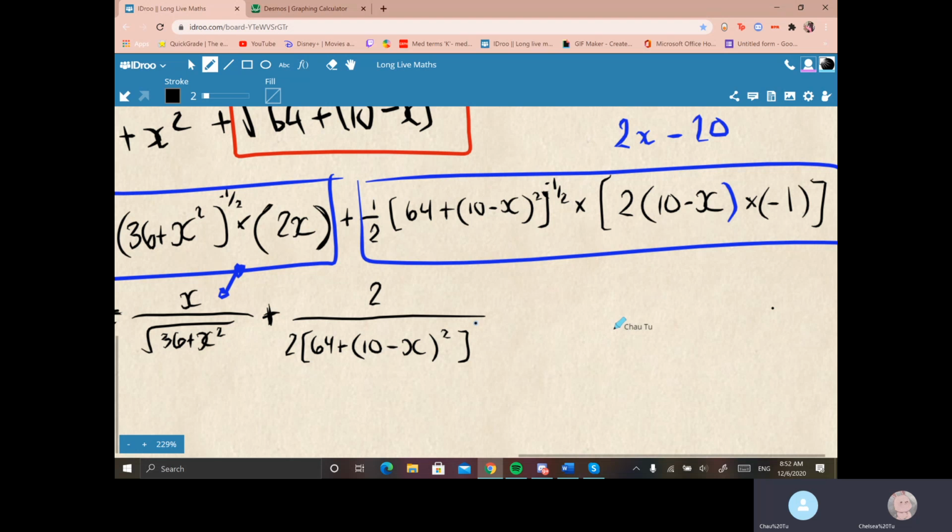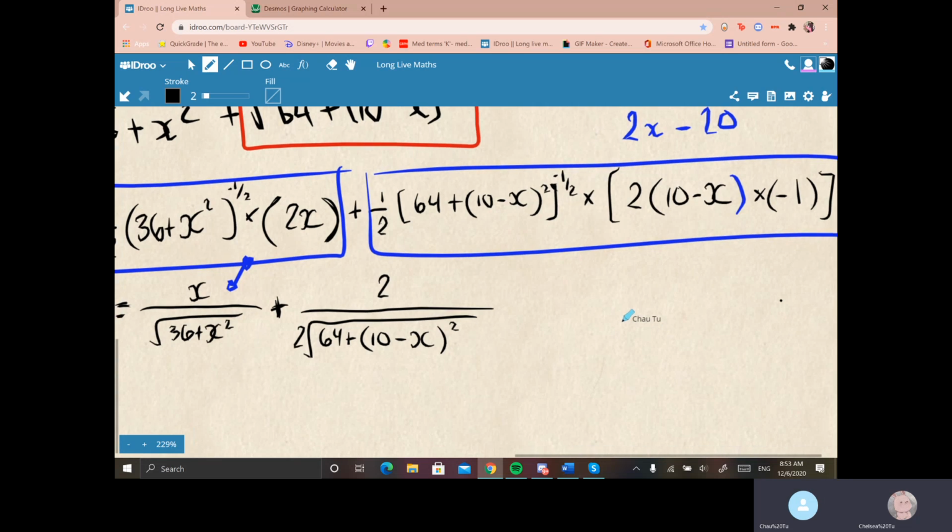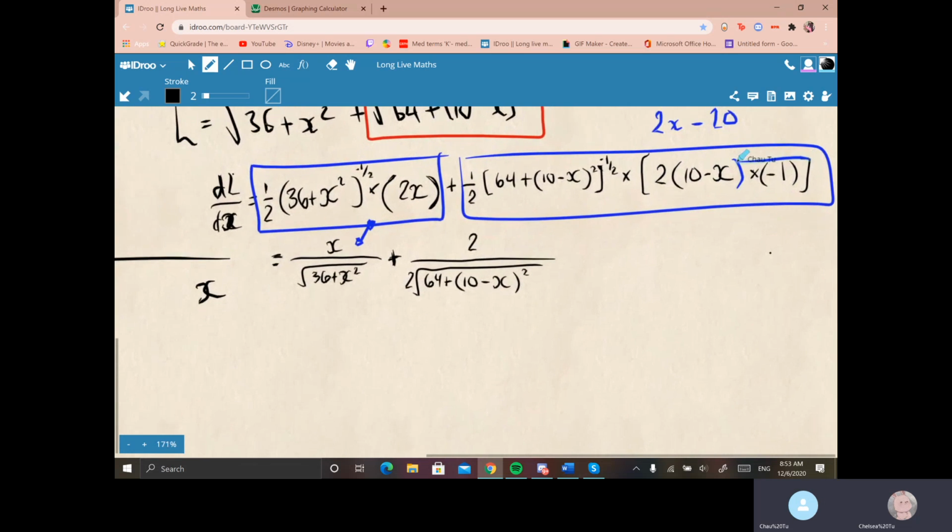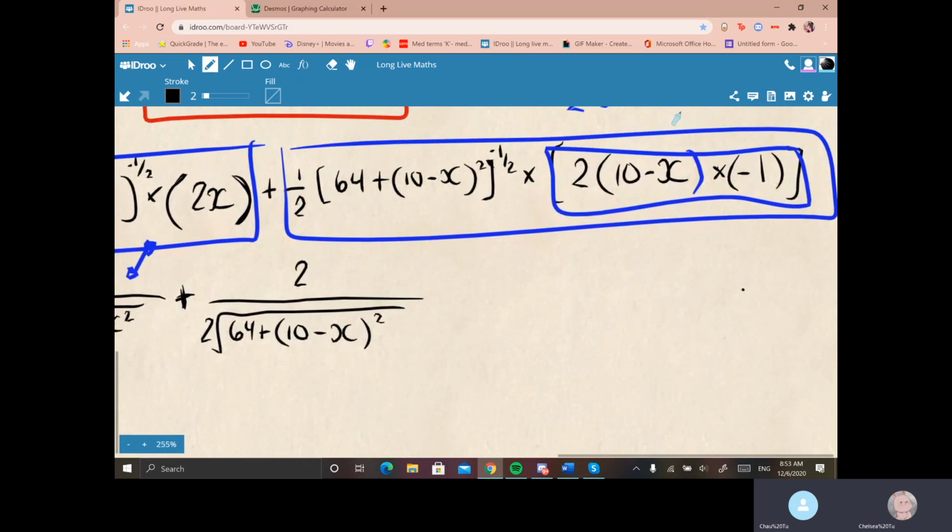Rather than to the power of half, we use a square root. And remember, the 2 is outside of that square root. Okay. Wait, Chelsea. What about this block? Remember that block was this.